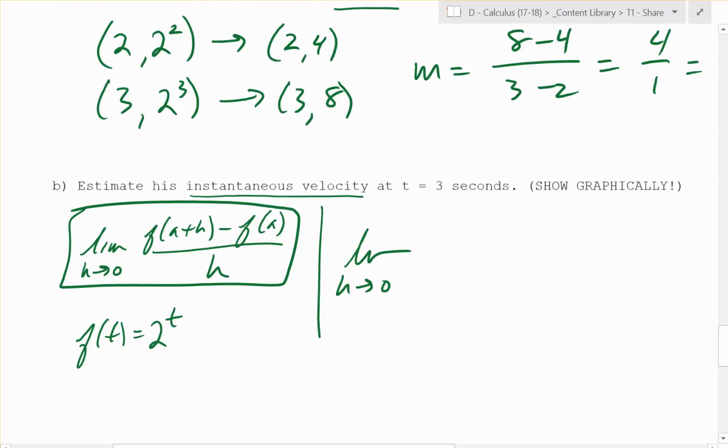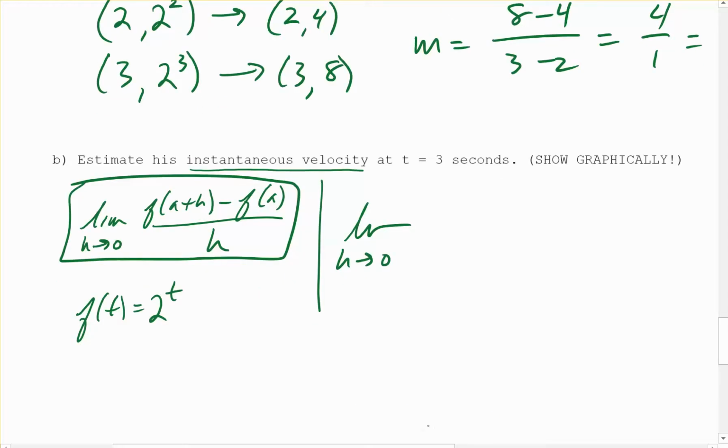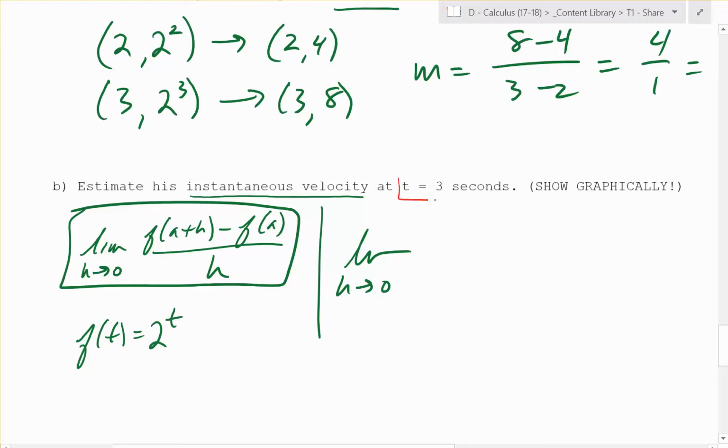So let's do this out. The first thing we need to identify is what is our a value? Well, it tells us the a value right here. It says at t equals 3.